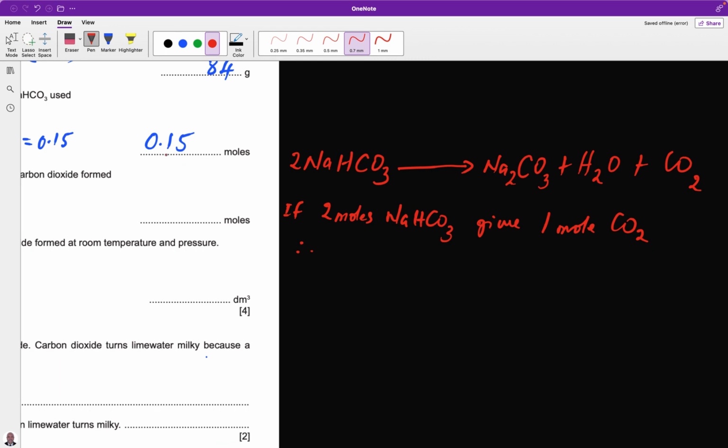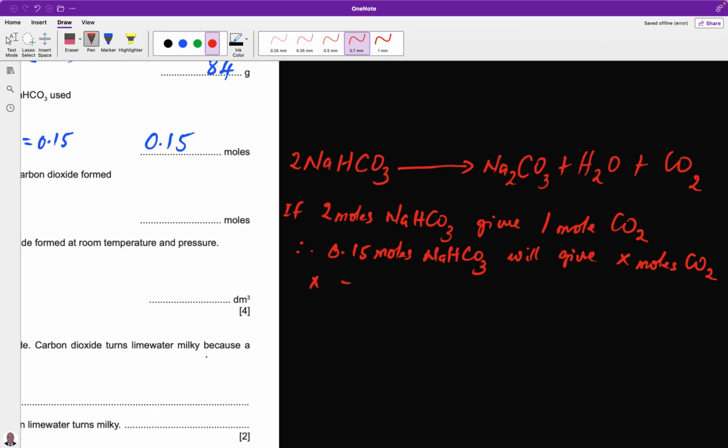Therefore, we had 0.15 moles of sodium hydrogen carbonate here. Therefore, 0.15 moles of sodium hydrogen carbonate will give X moles of carbon dioxide.